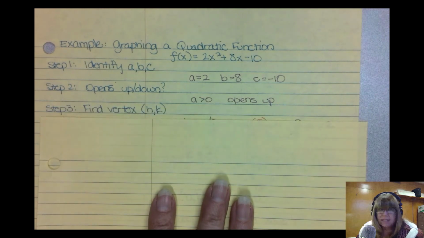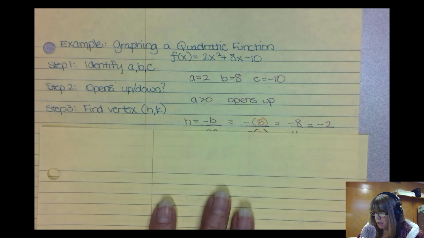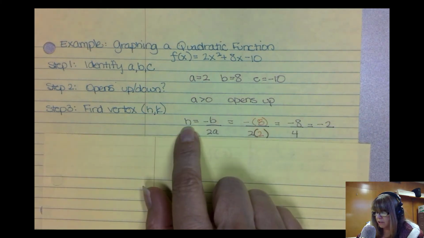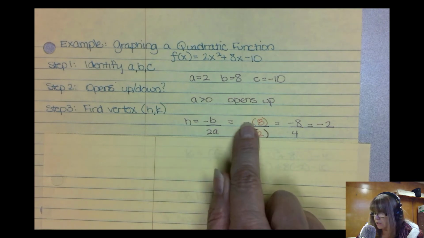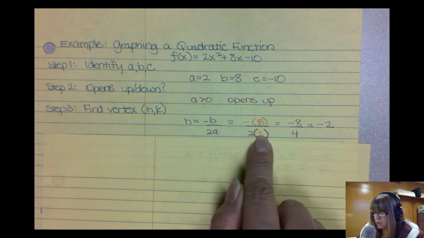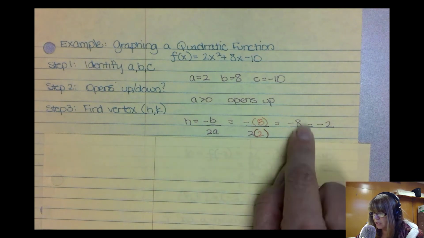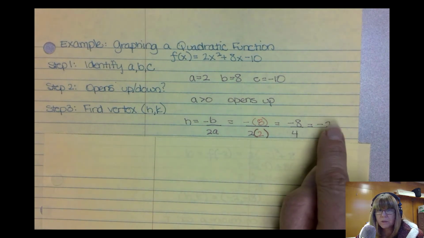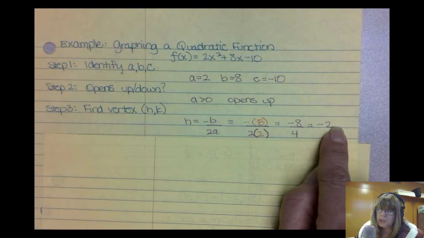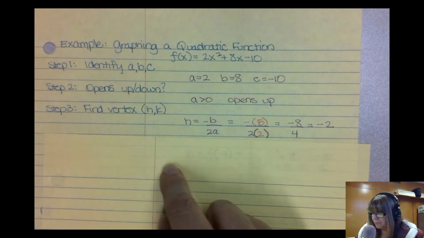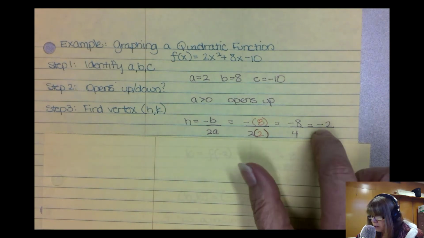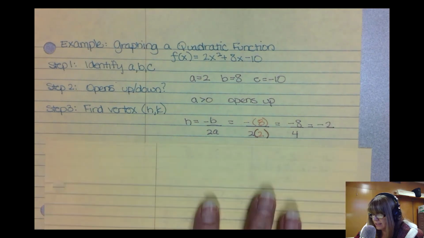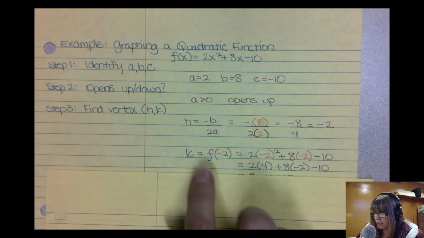Let's find the vertex. Now we get to use those formulas to find the vertex. All right, h, our vertex, is negative b over 2a. Well, b is 8, so negative 8 over 2 times 2. 2 times 2 is 4, so negative 8 divided by 4 is negative 2. Now we could use that function of k equals c minus some b stuff, but we could also just evaluate the function at this negative 2. So that's the way I'm going to go about doing it.